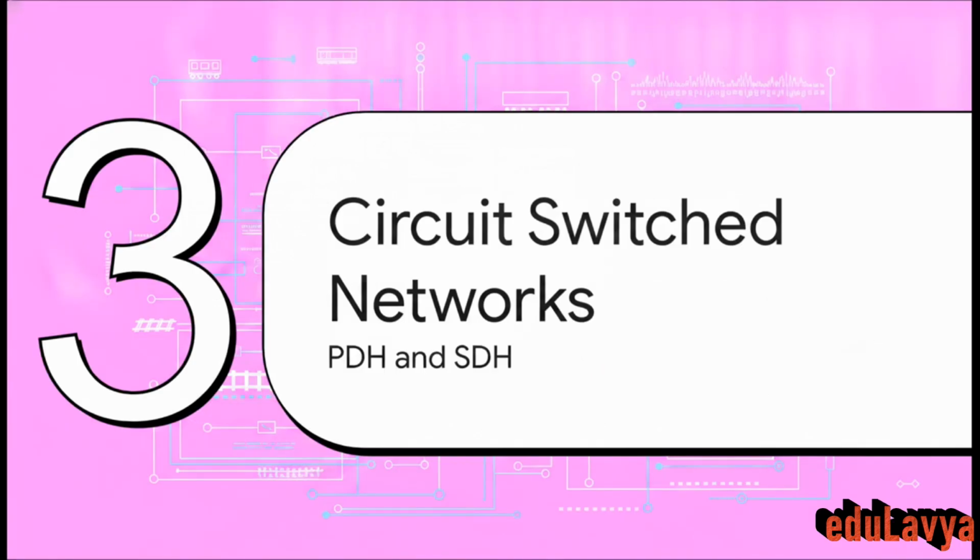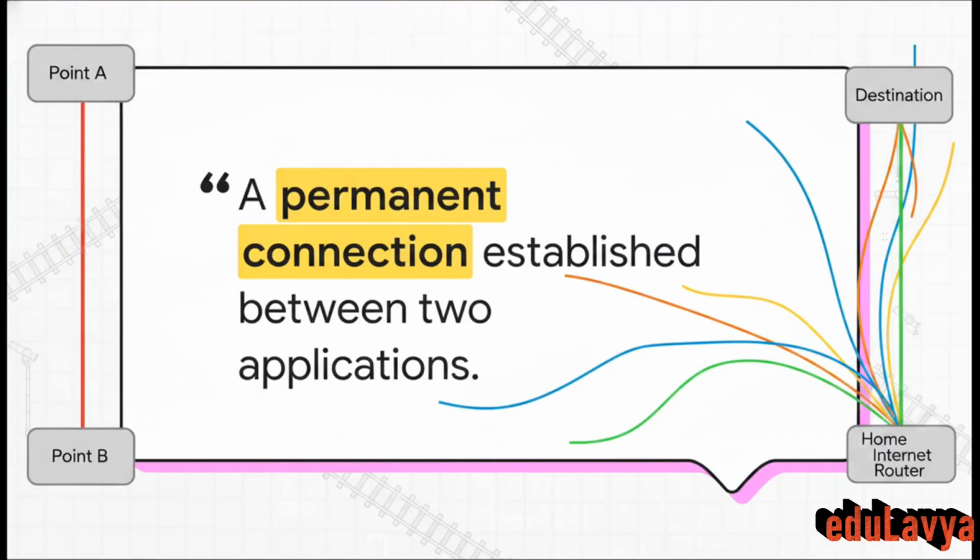Moving on to Section 3, Circuit Switched Networks Explained, PDH and SDH. The defining characteristic of these older legacy architectures is a permanent connection established between two applications. Read that again, a permanent connection.